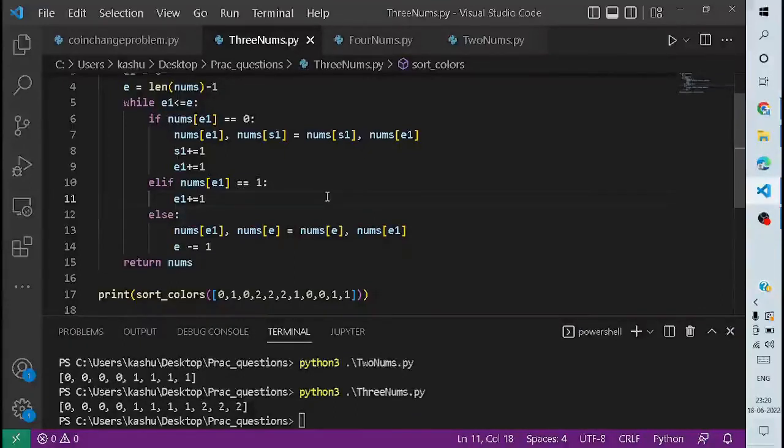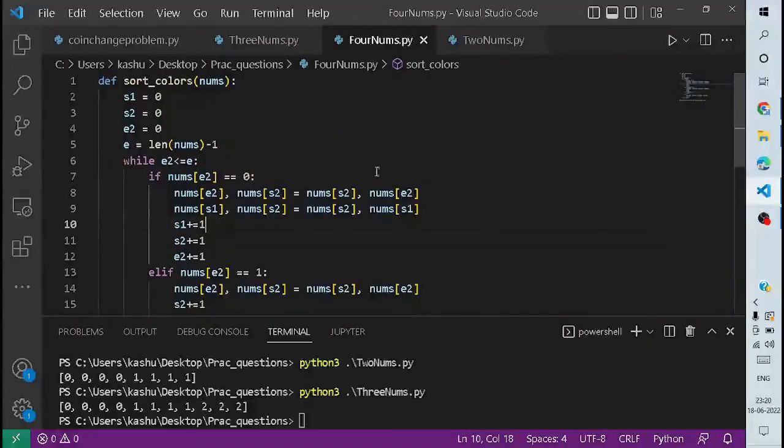Can this be more generalized? Can this algorithm be used to sort an even higher number of elements? Yes, it can be. So I have done this for 4 numbers. So here we'll need three boundary markers: start of one, start of two, and end of two.